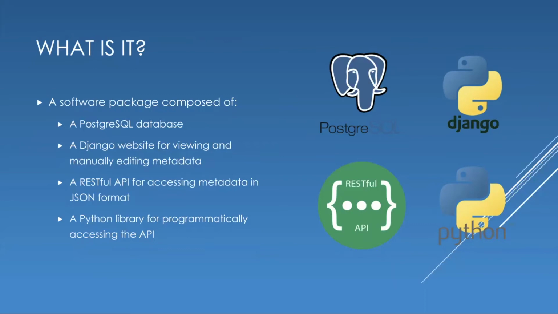This technology stack includes a Postgres database to store the metadata and the application data, the Django web framework, which is written in Python to both serve a website for viewing and manually editing the metadata, and to serve a RESTful API for the JSON formatted data.